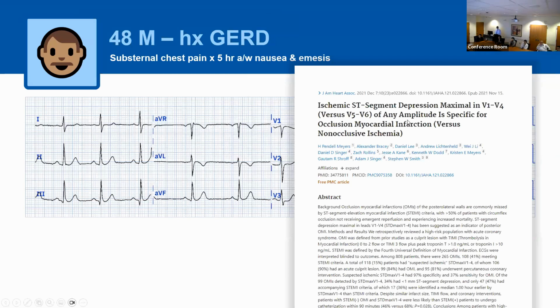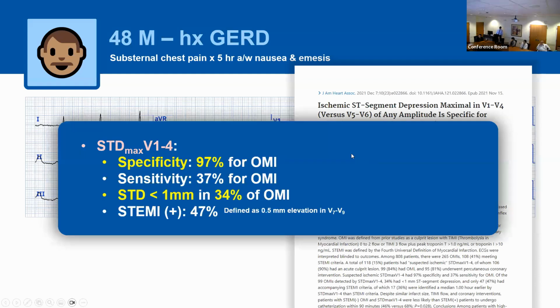And this finding of maximal ST depression in leads V1 through V4 compared to V5 and V6 was nicely described in a 2021 paper. Some in the audience might recognize one of the authors, Dr. Kane, who was a former fellow here, as well as some of our current emergency department colleagues, both Dr. Singers. And what they found is that this pattern had a specificity for OMI of 97%. And importantly, they found that in 34% of the occlusion myocardial infarctions, the ST depression was minimal, with ST depression less than 1 millimeter.